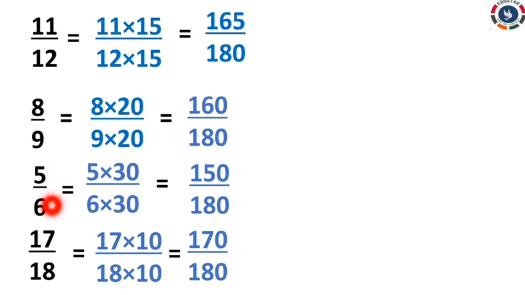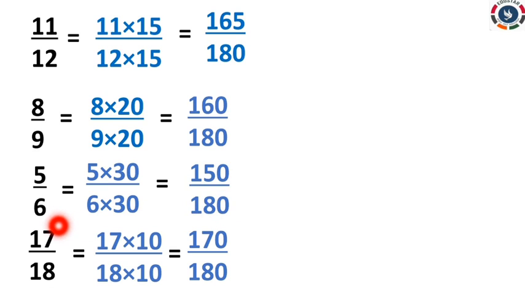The next fraction taken is 5 by 6. You multiply by 30, you will get 180. So the same value is used in the numerator also. So 5 into 30 divided by 6 into 30 is equal to 150 divided by 180.